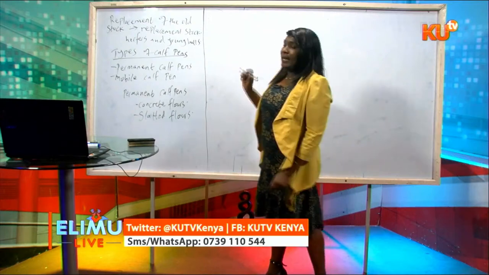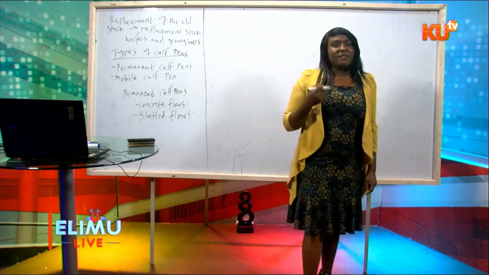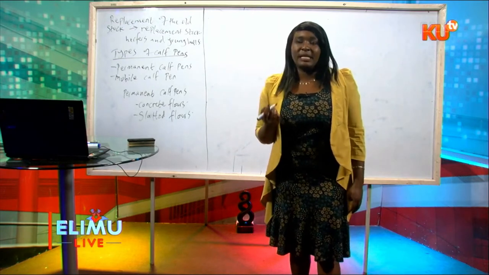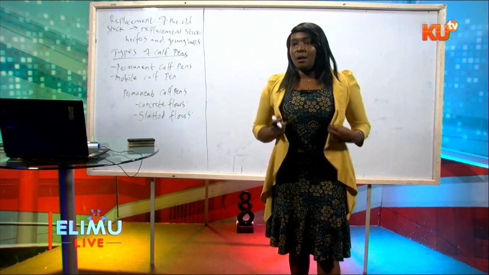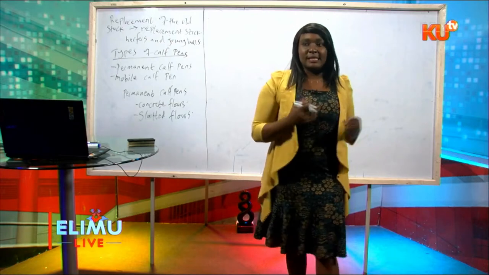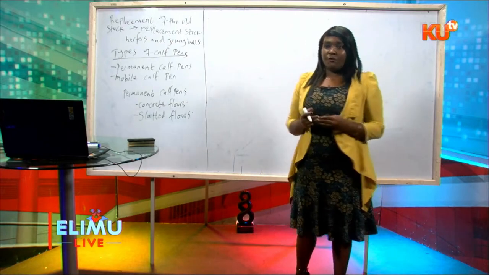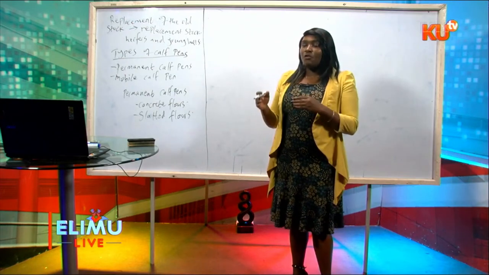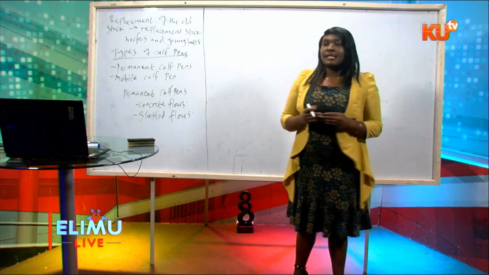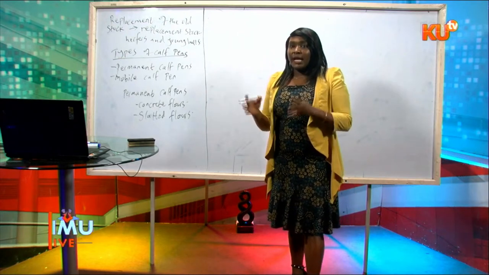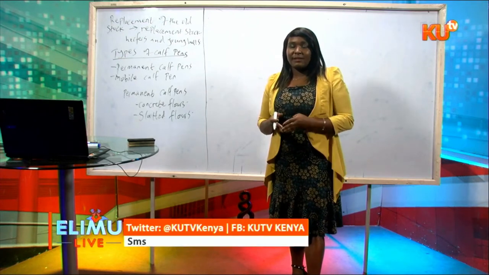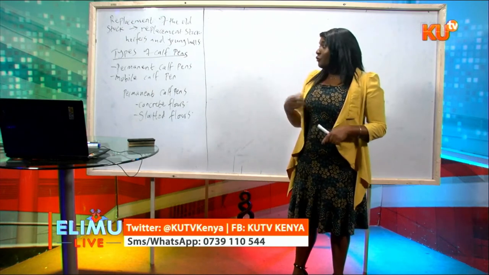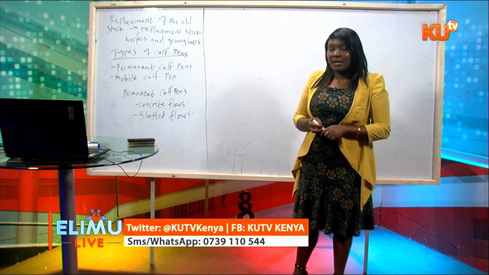Now, the mobile calf pen. Mobile comes from the word mobility, bringing the aspect of movement. It means that you can move the calf pen from one place to the other, from one area to the next. Maybe you can move it today from a certain region to another area so the calf can feed on fresh pastures.